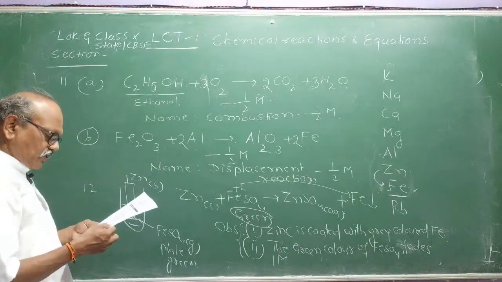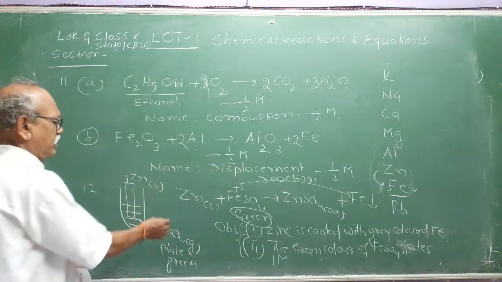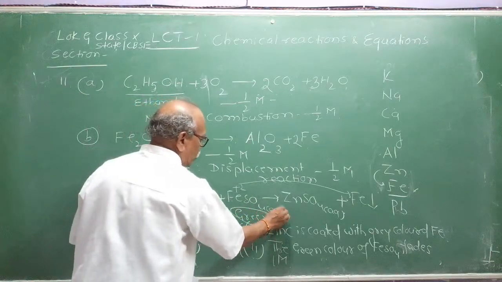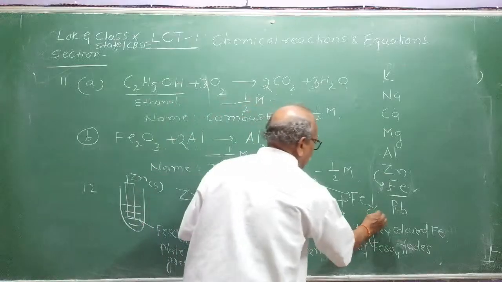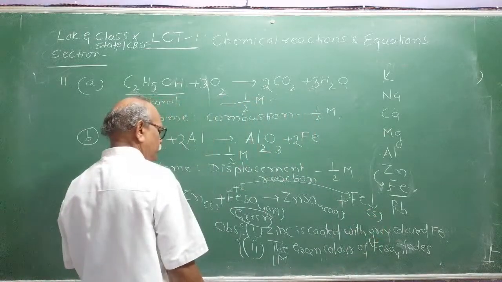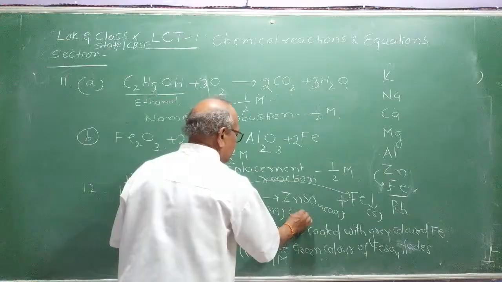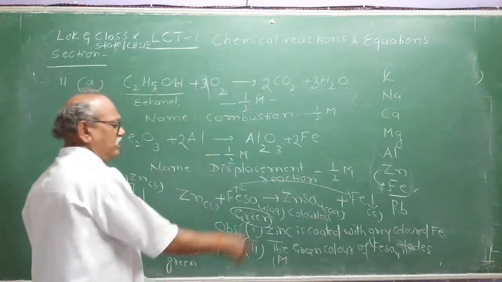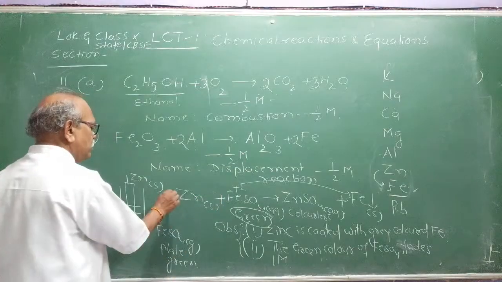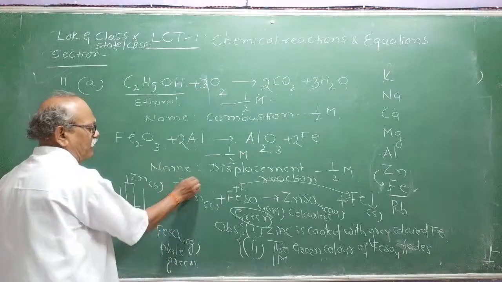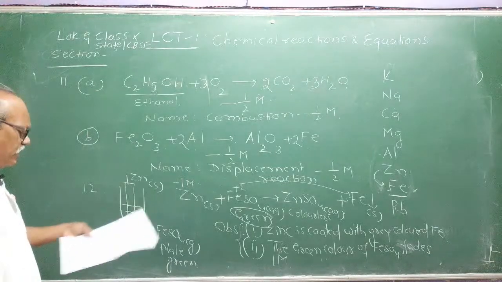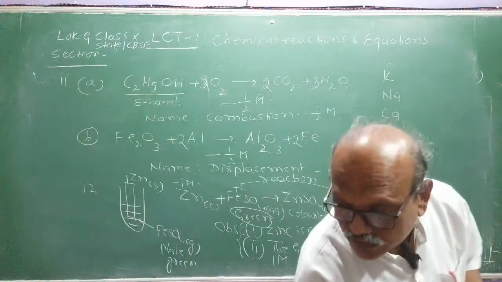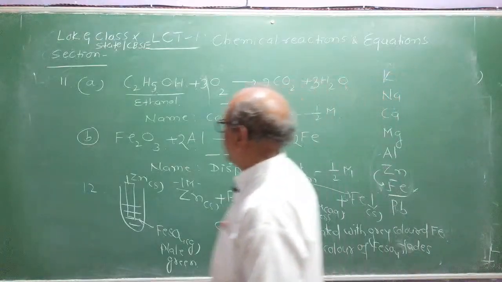Next, write the balanced chemical equation. Zn plus FeSO4 aqueous. You have to mention the physical state. Fe solid. This is green. This is colorless. The coating of iron is observed on the zinc. This is a reaction. For writing a correct formula and balancing, you can give 1 mark. That completes section B. Clear to you? Section B completes.